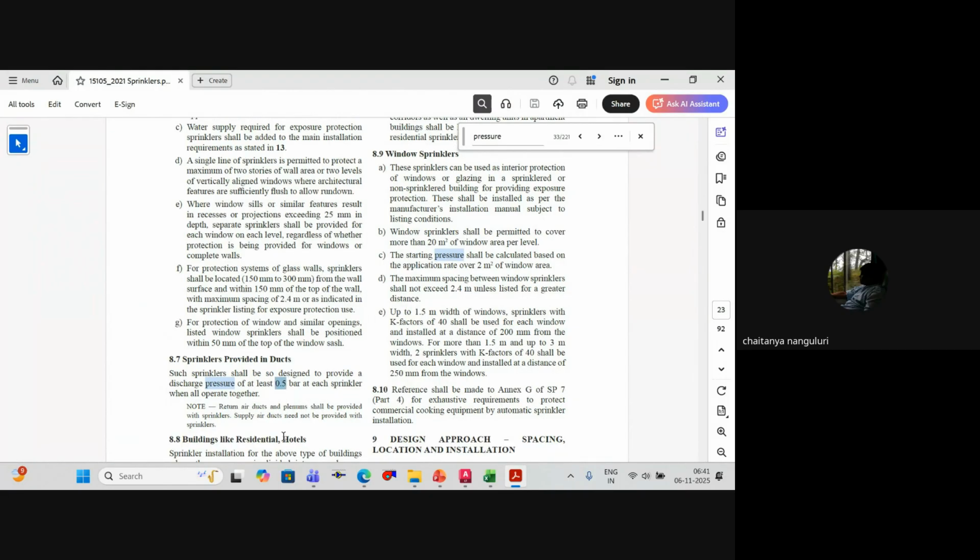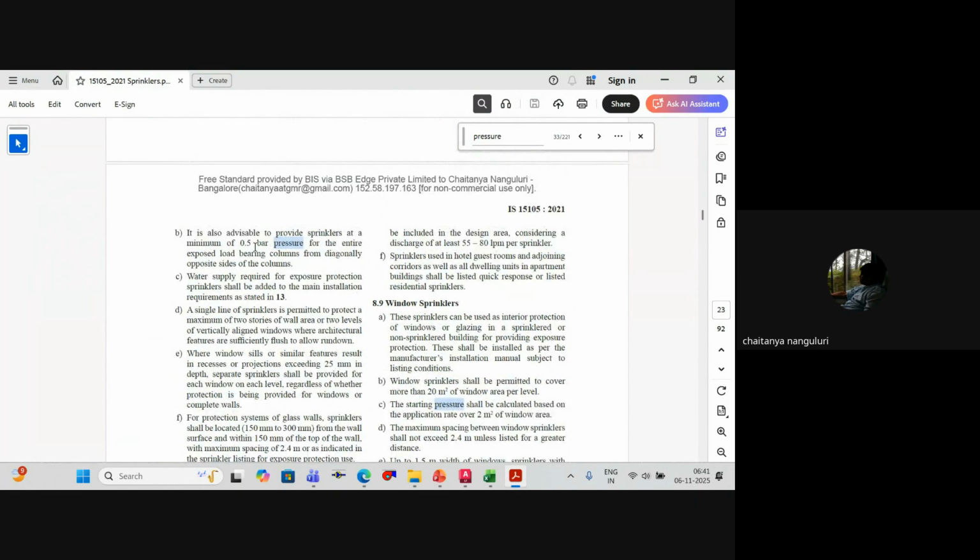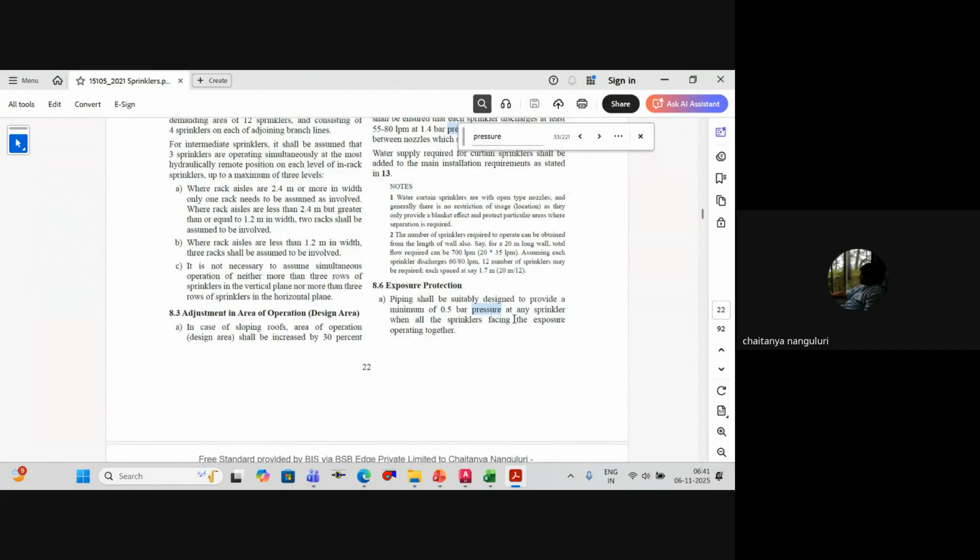Hello? It is given in the code, is it? The minimum pressure? Yes, you can see it here. At multiple locations it is provided: to provide sprinkler at minimum of 0.5 bar pressure for the entire exposed load bearing columns. For maximum of the applications it is provided. Minimum 0.5 bar, is it? Yes. Okay. That is around 7 PSI anyway.